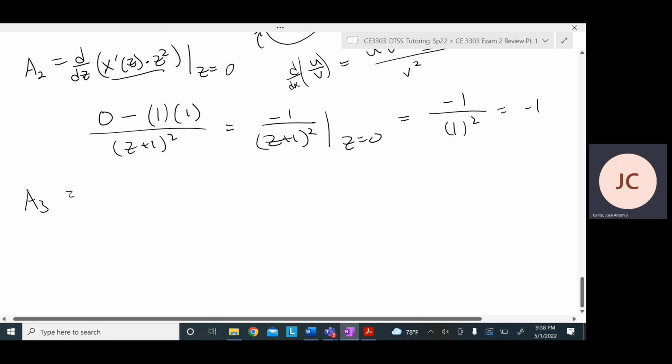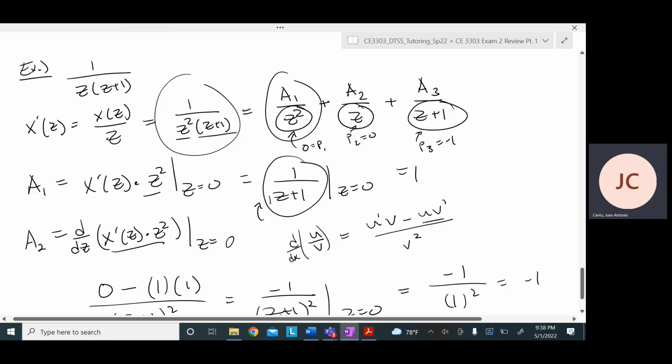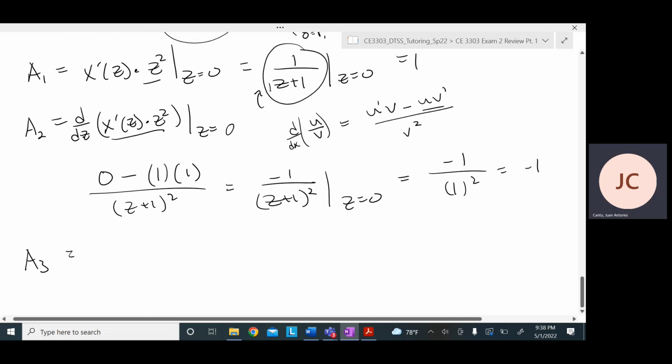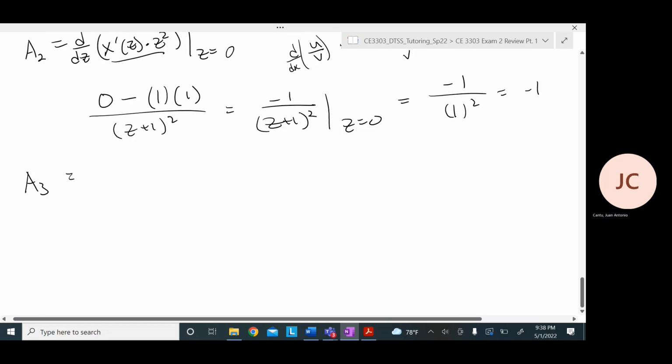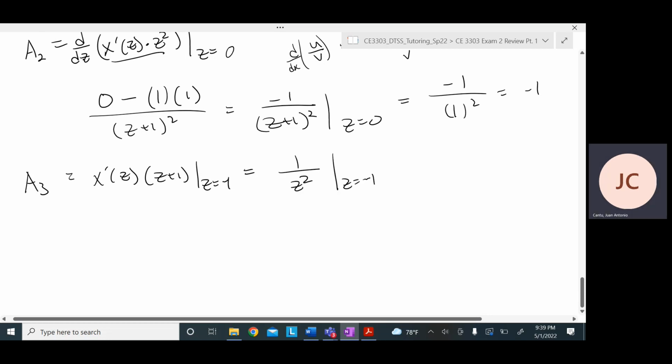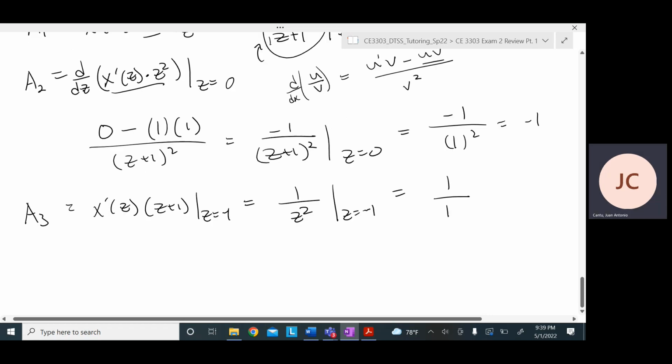Now a3. a3 is z plus 1. So we take x prime of z times z plus 1, evaluated at z is equal to -1. We'll have 1 over z squared, evaluated at z is equal to -1. We'll go ahead and get 1 over 1. So we just get 1 for that.